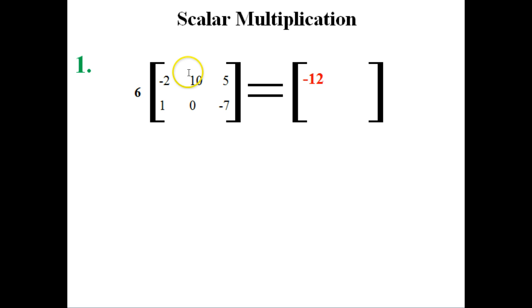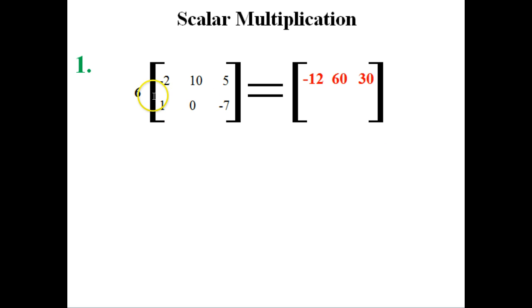6 times 10, 10 is located right here in the upper center, the top of the center. So I'm going to write my answer right here in the top center. 6 times 10 is 60. 6 times 5 yields me 30. That's in the upper right. I'm going to write my answer right here in the upper right.